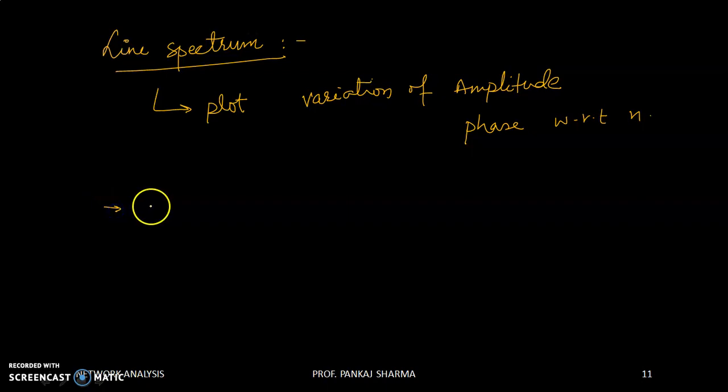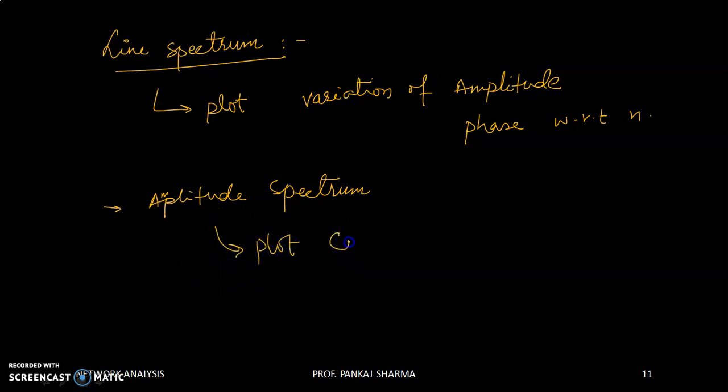The first part is the amplitude spectrum. For the trigonometric Fourier series given by the previous equations we have studied here, the amplitude spectrum is the plot between Cn and n, whereas Cn is equal to root under an square plus bn square.